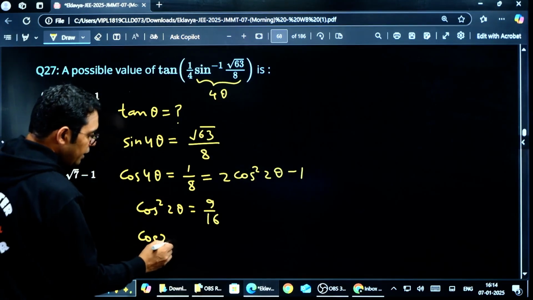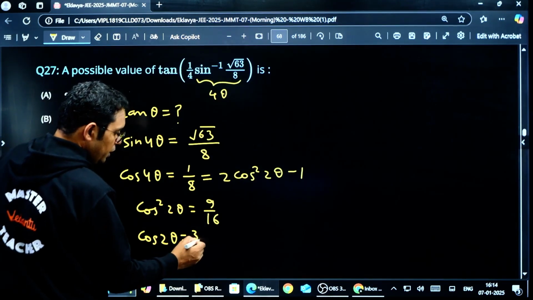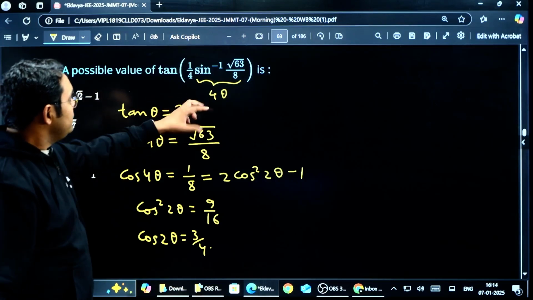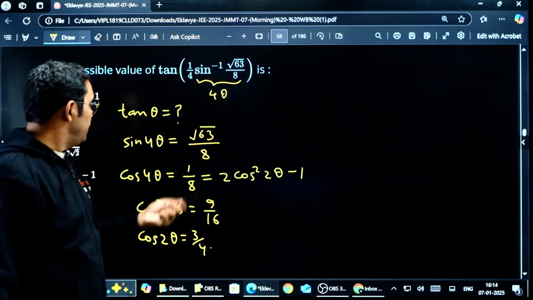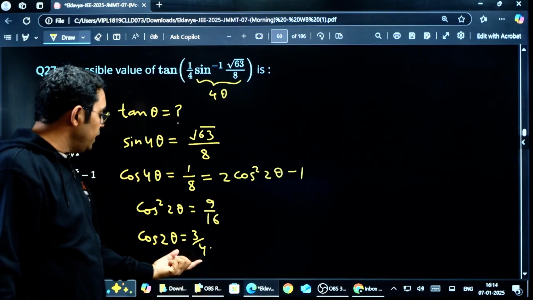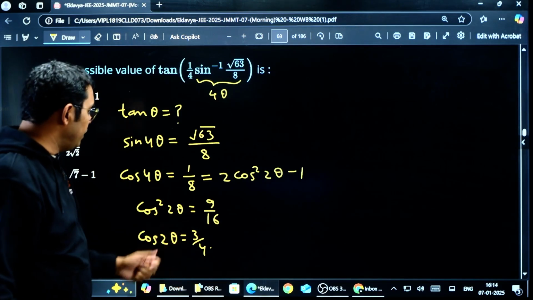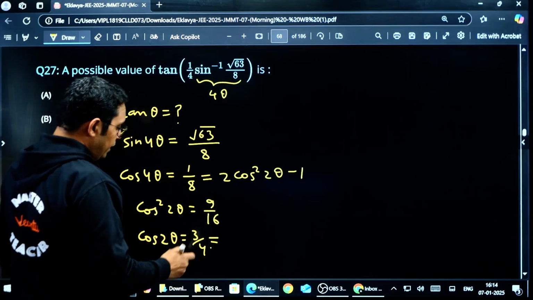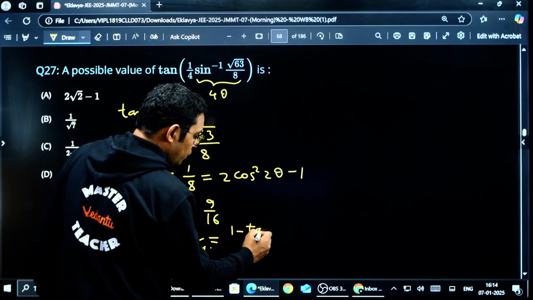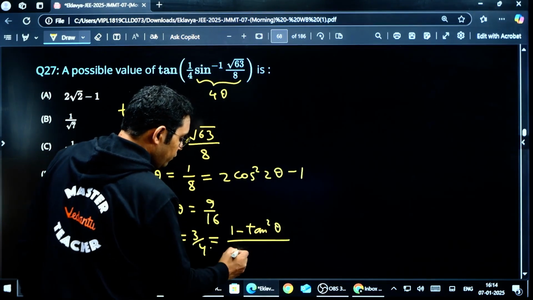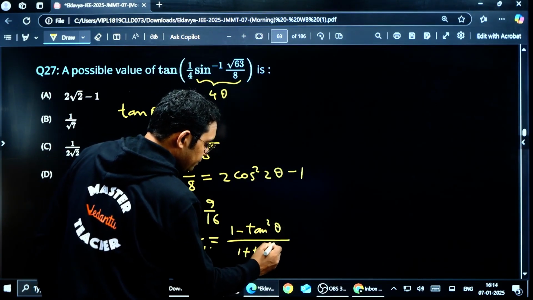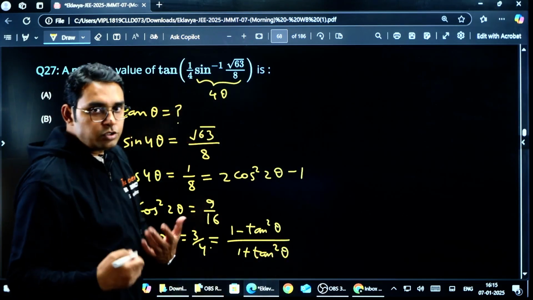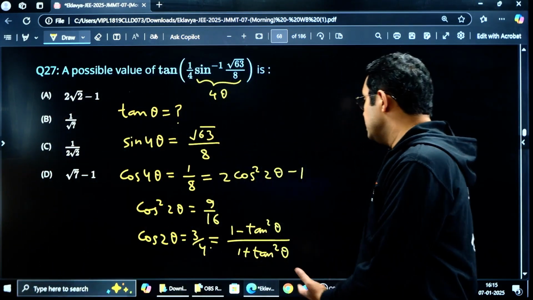So cos 2 theta becomes 3 upon 4. Now we see, because this 4 theta angle has to be in first quadrant, so 2 theta should also be in first quadrant. So I will only take the positive value 3 by 4. Now from this cos 2 theta, we have to find tan theta. So we can use the formula 1 minus tan square theta upon 1 plus tan square theta. Or maybe you can first find cos square theta, then you can convert into tan square theta.